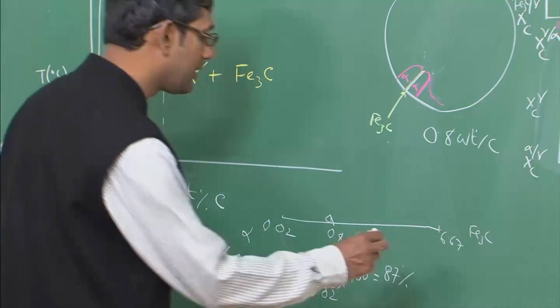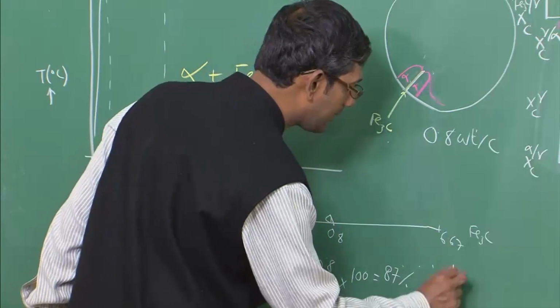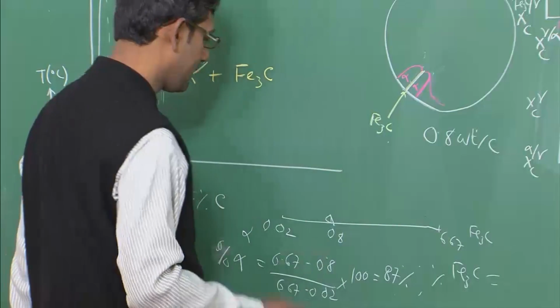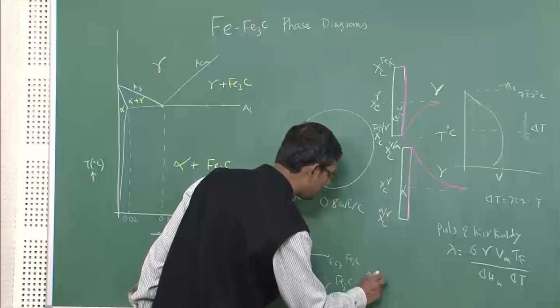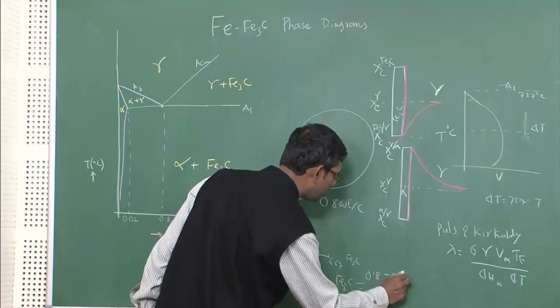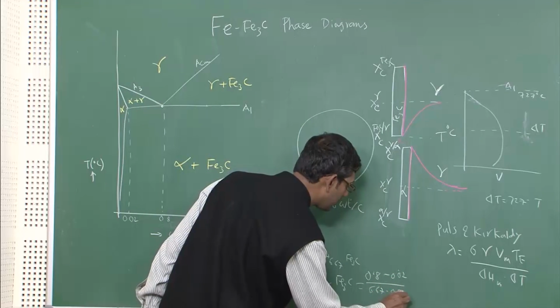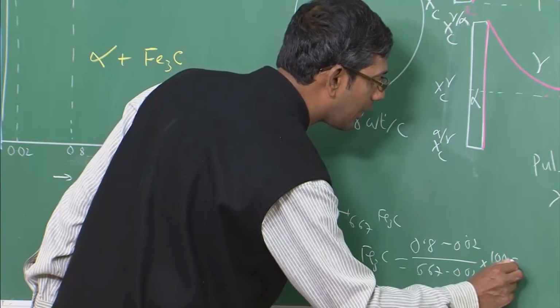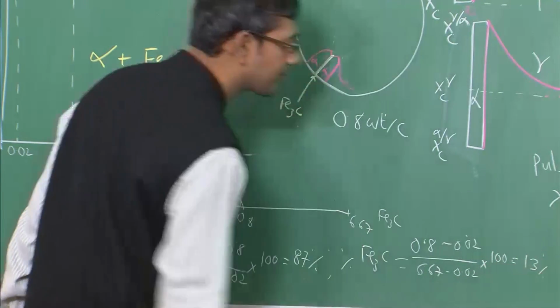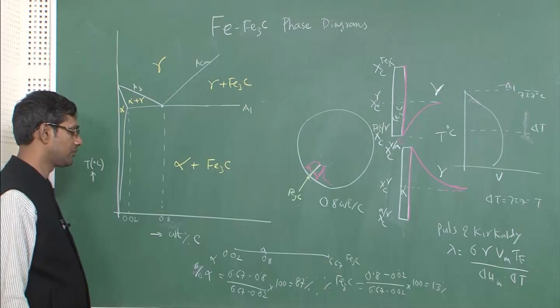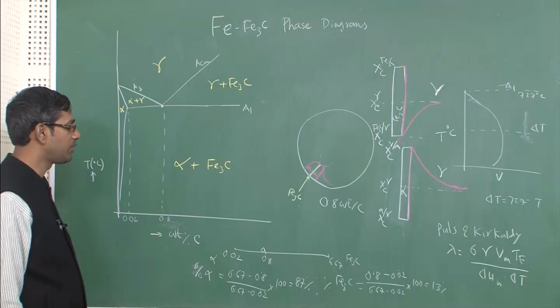So what is the volume fraction of cementite? This arm divided by the total arm. This arm is 0.8 minus 0.02, divided by 6.67 minus 0.02, into 100. This comes to about 13%. So as you can see here, the ratio between these is almost 1:6.5 or so.